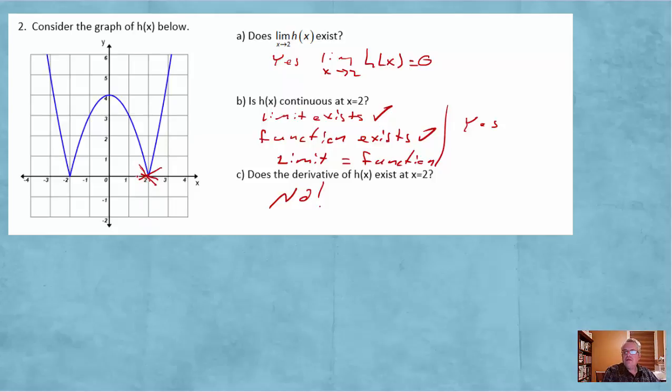If we looked at the definition of the derivative, the limit from the left and the limit from the right wouldn't be the same. Okay, so the limit exists, it's continuous, but there's not a unique tangent line there. The derivative does not exist. Right, that we have to go over some more. It's not a big deal, but we'll talk about it some more.